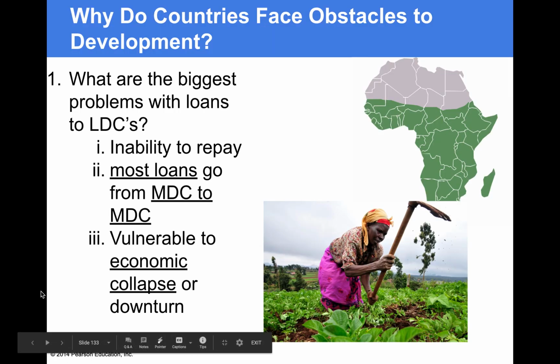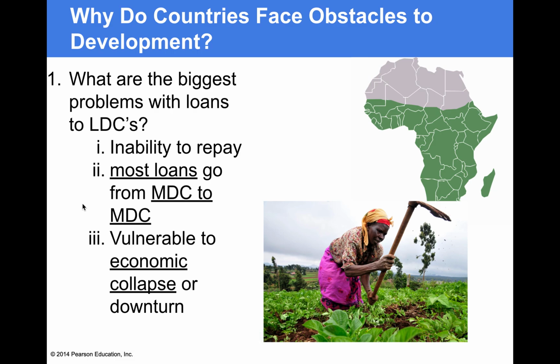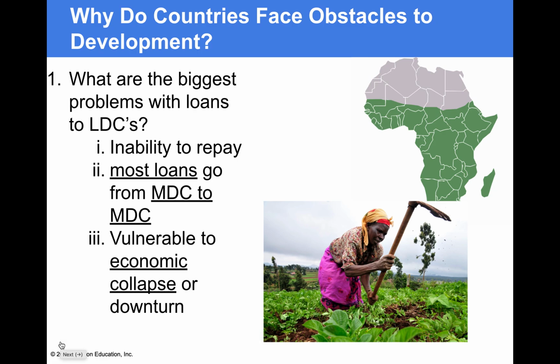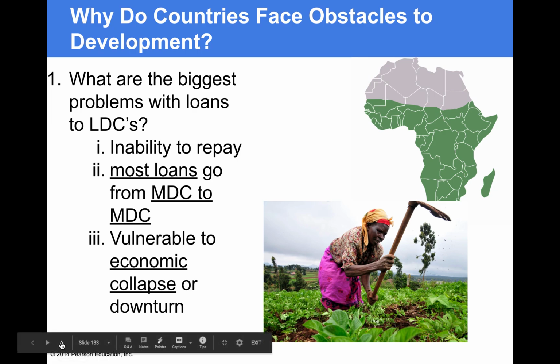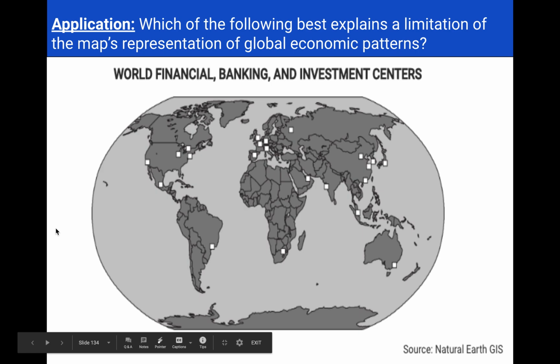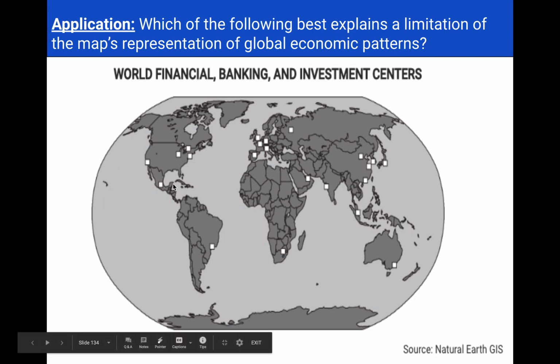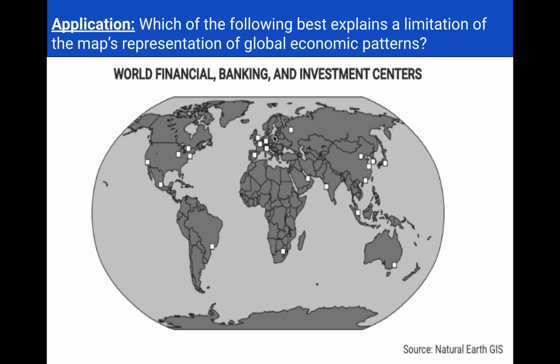What are the biggest loan problems? Again, MDCs go to MDCs, and there is economic collapse in Africa, as I already mentioned. Half of the loans in Africa have failed. We can look at what's the best explanation or limitation of the World Bank, world financing, and direct investments. It only goes to certain regions of the world, and most of it goes from developed to developed, or very highly developed to very highly developed.